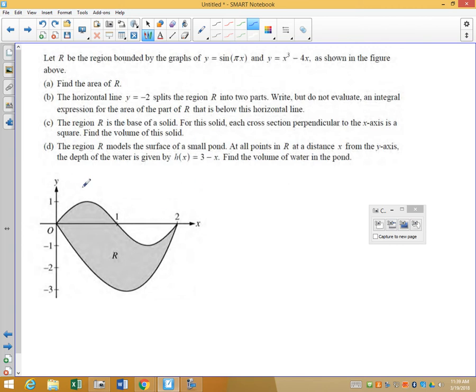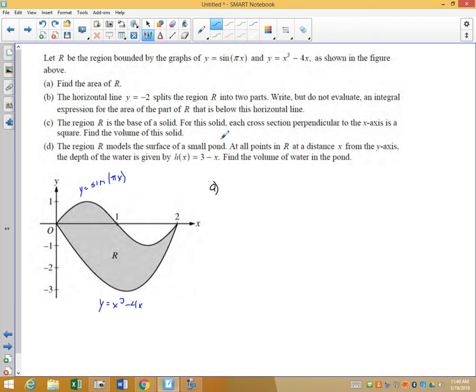And so I guess I'll go ahead and label those. The top one is y equals sine pi x. The bottom one is y equals x cubed minus 4x. Okay, so what would the setup be for A? It should be an easy setup. How would I find the area between those two?